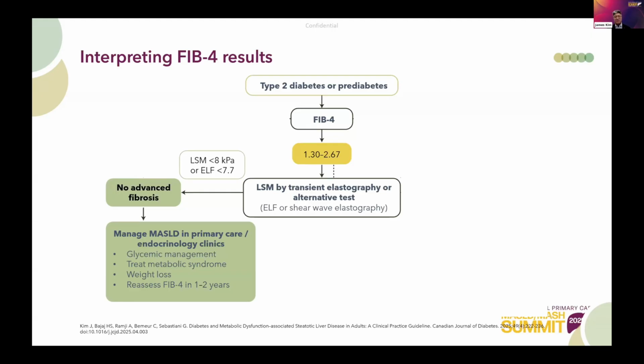And the ELF test, as Dr. Swain mentioned, is about $120 to $160. That's my understanding. And depending on what it shows, you can see the number on the diagram.